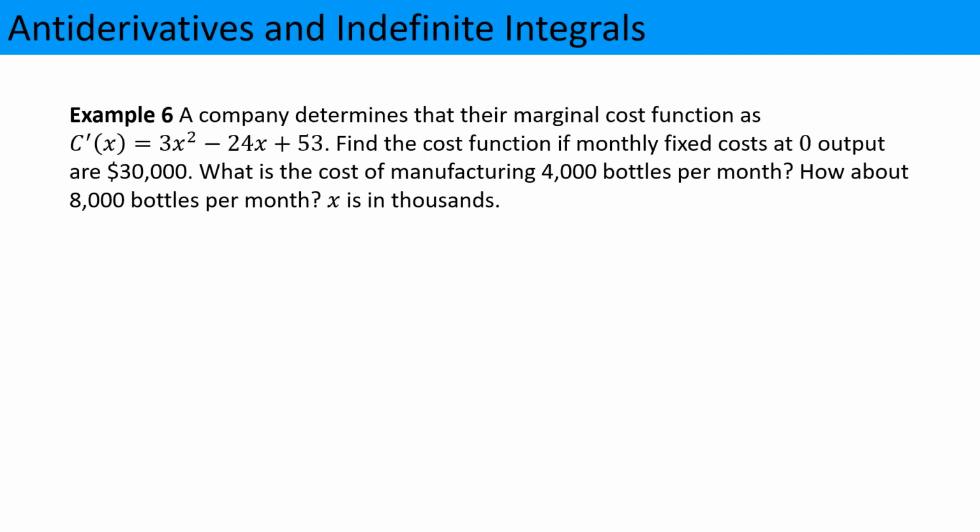Example: a company determines that their marginal cost function is c prime of x equals 3x squared minus 24x plus 53. Find the cost function if monthly fixed costs at zero output are $30,000. What is the cost of manufacturing 4,000 bottles per month? How about 8,000 bottles per month? x is expressed in thousands.